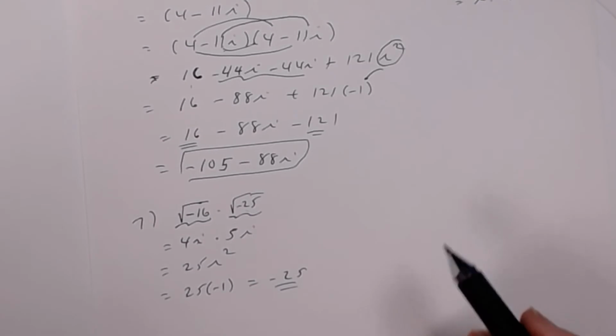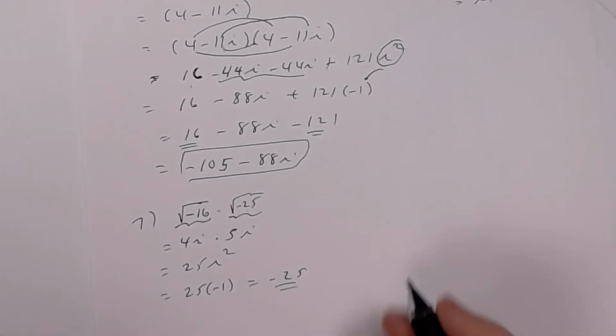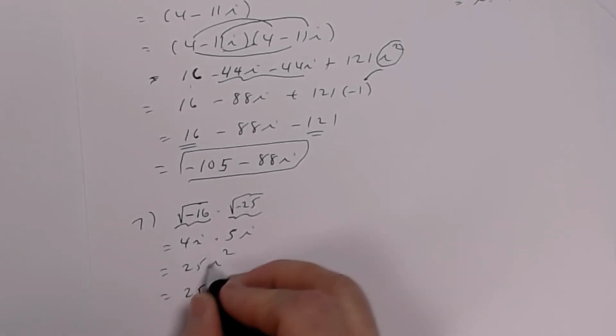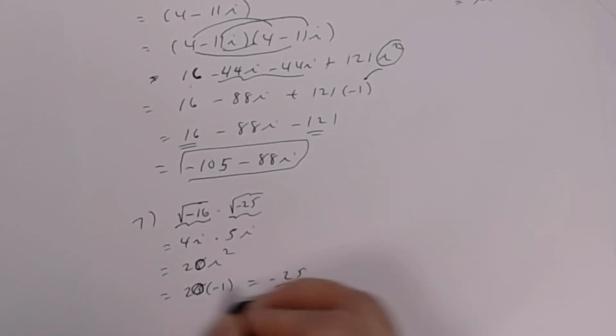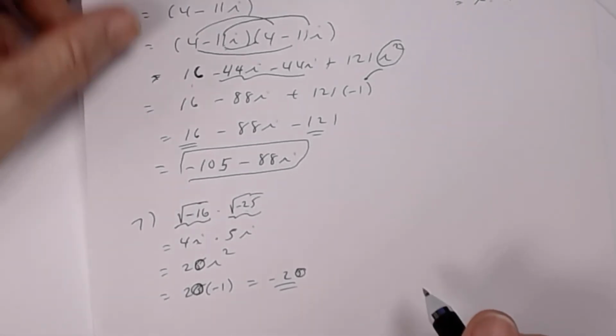Okay, so be careful. The answer is not, I'm sorry, not 25, excuse me. 4 times 5 is 20, right? So the answer is not 20. The answer is a negative 20. So be careful. Okay? All right.